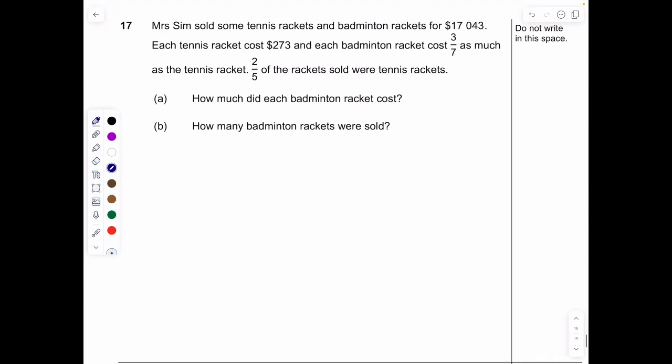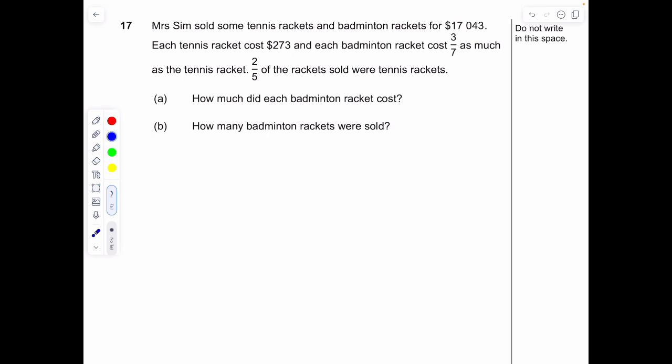Right, last question. Mrs. Sim sold some tennis rackets and badminton rackets for $17,043. Each tennis racket cost $273, and each badminton racket costs 3/7 as much as a tennis racket. 2/5 of the rackets sold were tennis rackets. How much did each badminton racket cost? Okay, this is not very difficult.